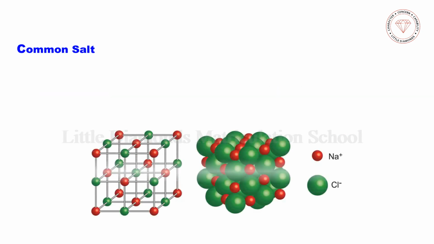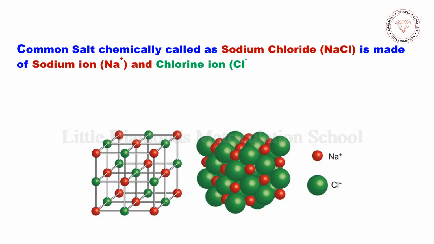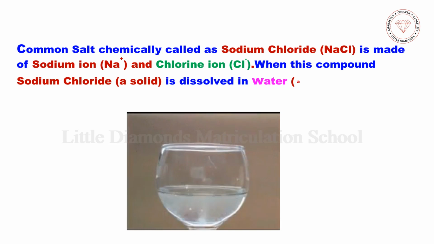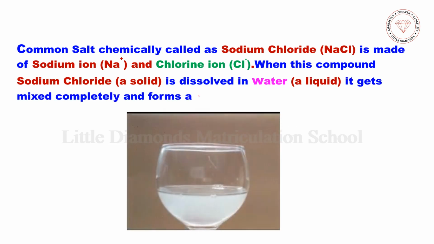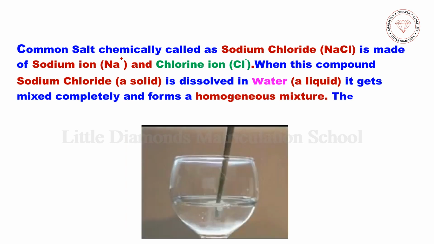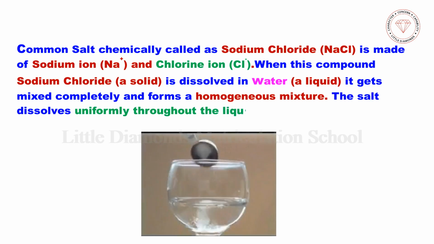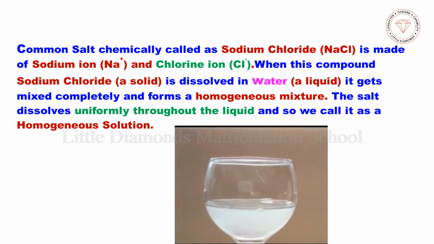Common salt, chemically called sodium chloride, NaCl, is made of sodium ion Na+ and chlorine ion Cl-. When this compound, sodium chloride, a solid, is dissolved in water, a liquid, it gets mixed completely and forms a homogeneous mixture. That is, the salt dissolves uniformly throughout the liquid, and so we call it a homogeneous solution.